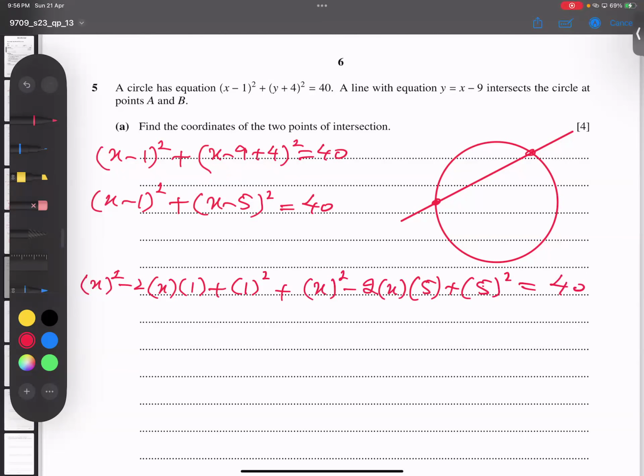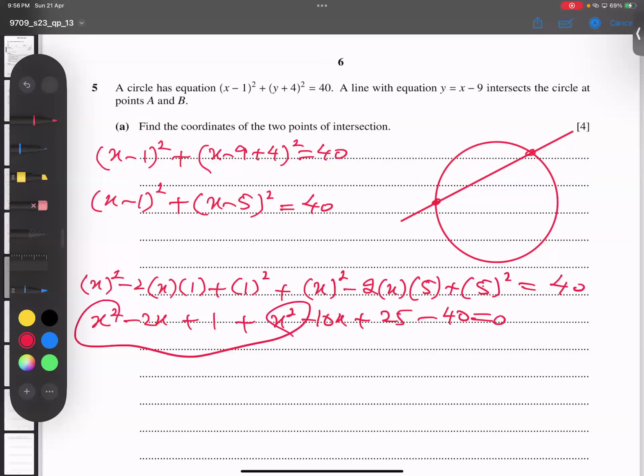So this is coming x squared, students, negative 2x and here 1. Here x squared, negative 10x, here 25. 40 comes to the left hand side. So now x squared will give us 2x squared. Negative 10, negative 2, I get negative 12x. And this is becoming what, students? Out of 40, you got 15 negative, out of 15, 1 is 14 comes.